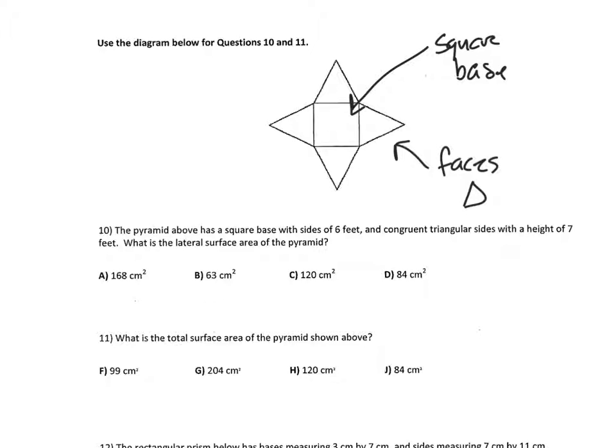So look for the formula for, well, let's see. Base times height divided by 3. There you go. Don't use the divided by 3 because that would be volume.